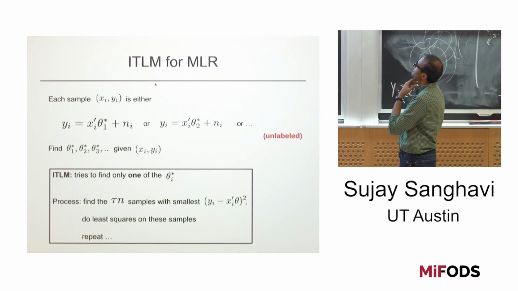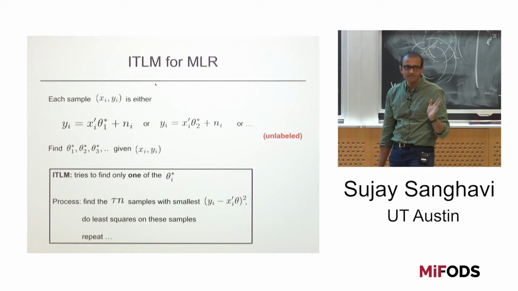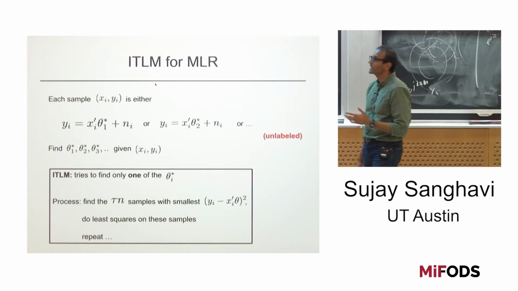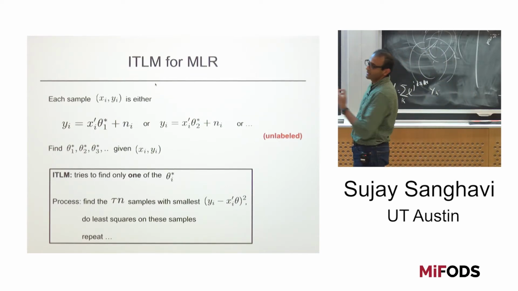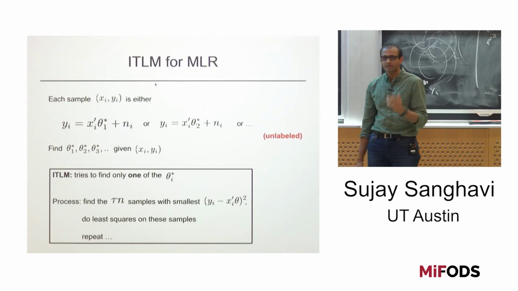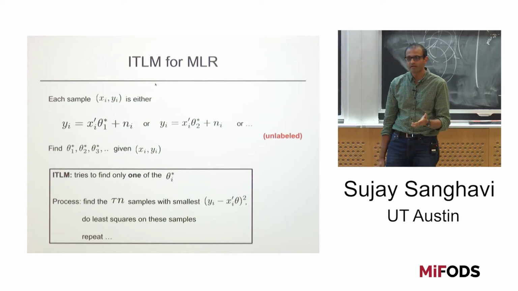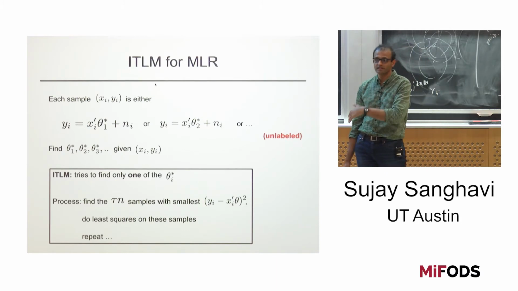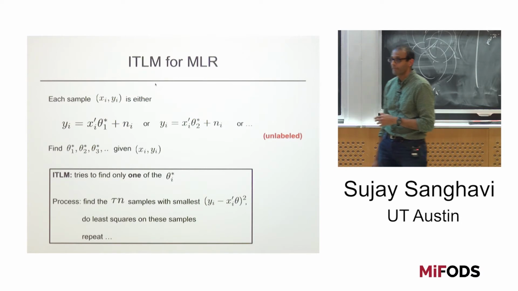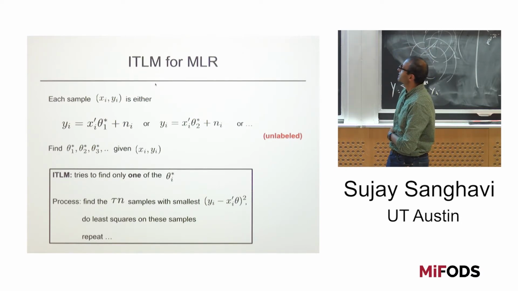So what is iterative? Okay, so this is ITLM. ITLM is iterative trim loss minimization. What does ITLM do? It pretends that a fraction of the data came from one model, and it doesn't care about the fact that there were other thetas. It actually doesn't even need to know how many other thetas there were. It's kind of running after one of the theta stars.